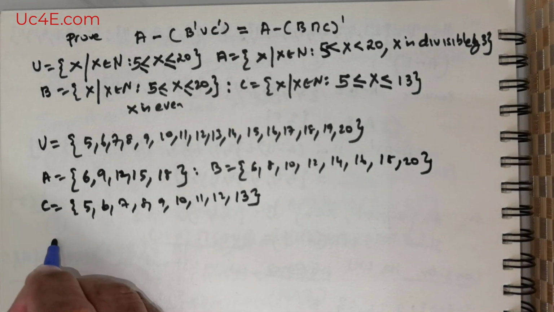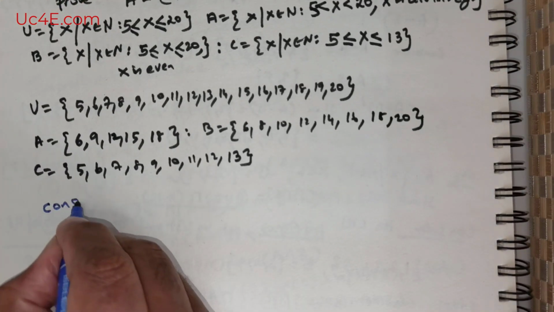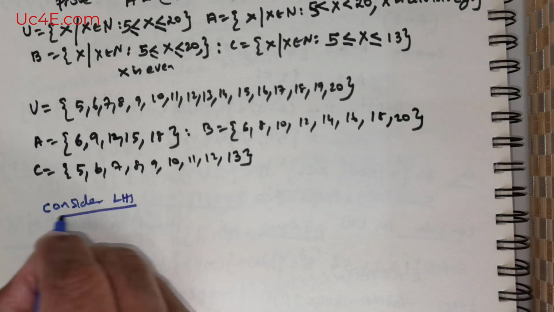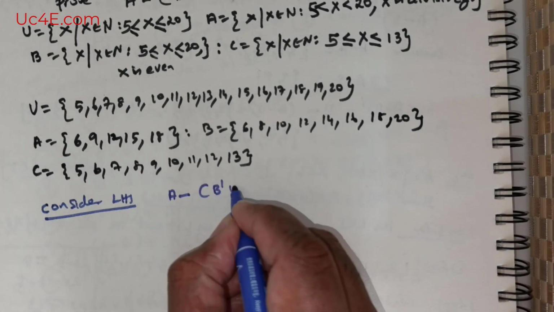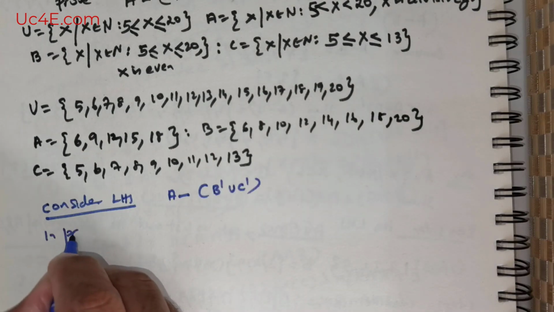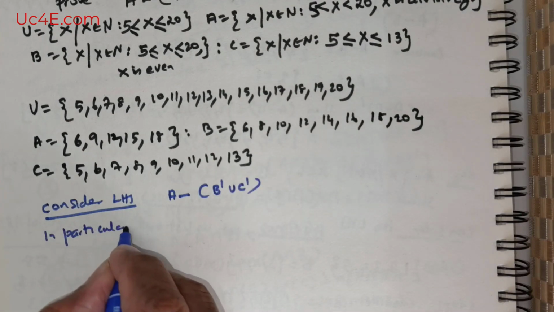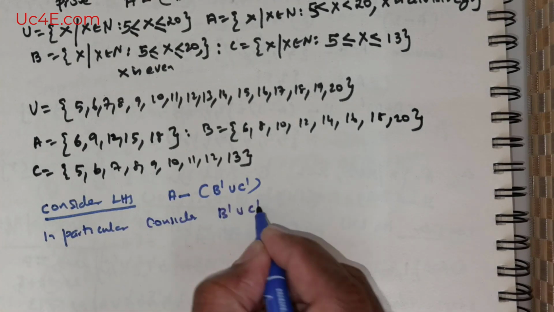Now B complement. So consider the left hand side. So what's on the left hand side? A difference of B complement union C complement. Now in particular we will consider B complement union C complement.